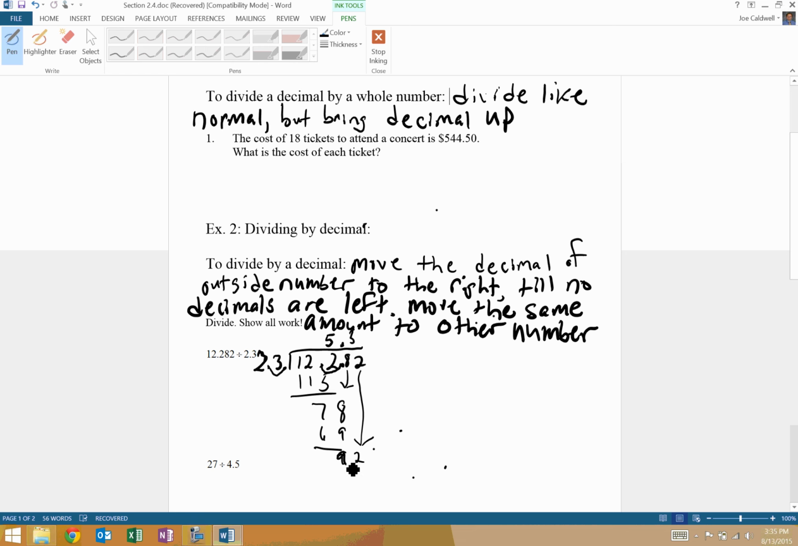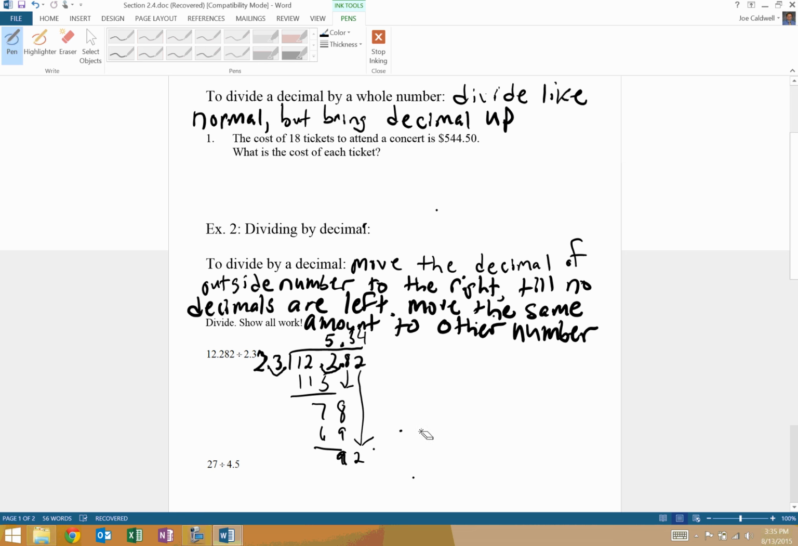How many times does 23 go into 92? So you want to kind of estimate again. In this case, actually, it goes in exactly 4 times. So we're done. 23 times 4 is 92. So we can stop because we have 0 at the end.